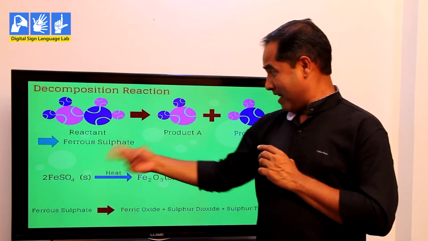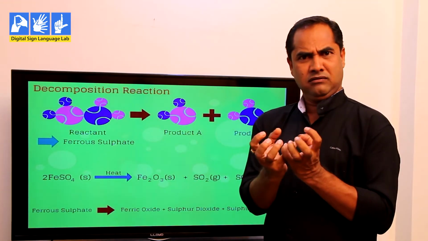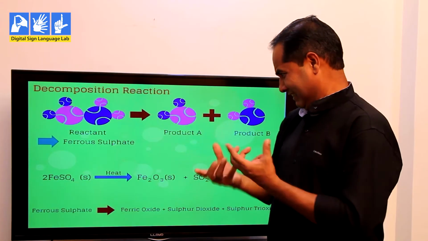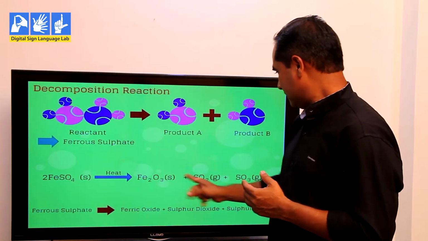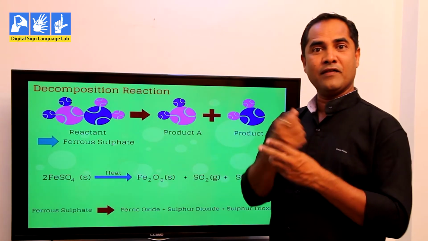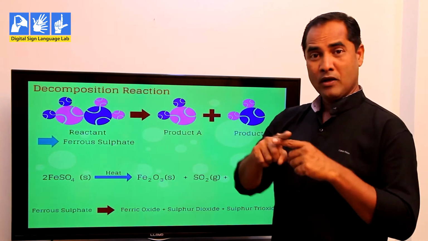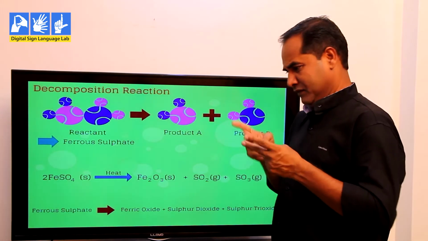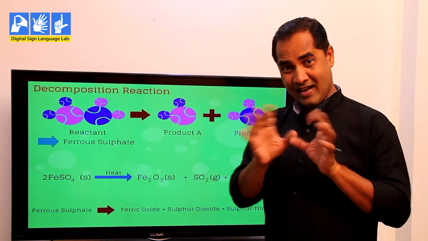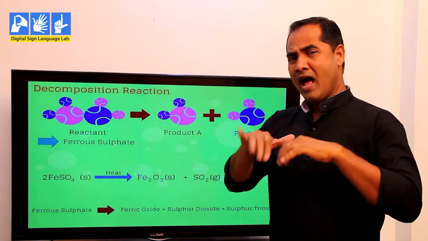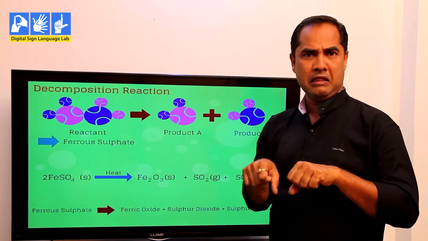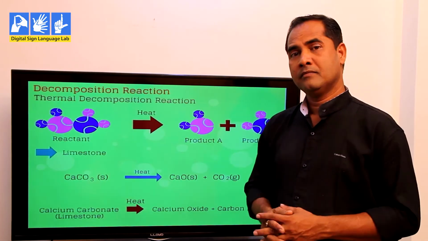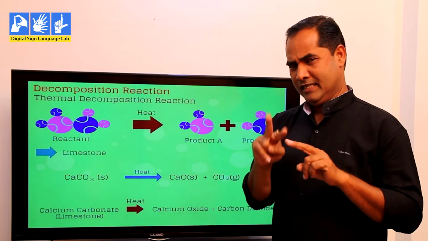So you can see the one reactant which was heated, after application of heat, breaks down into three components. So one solid and two gases. So in a decomposition reaction, one reactant breaks down into two or more products. I'll give you one more example.